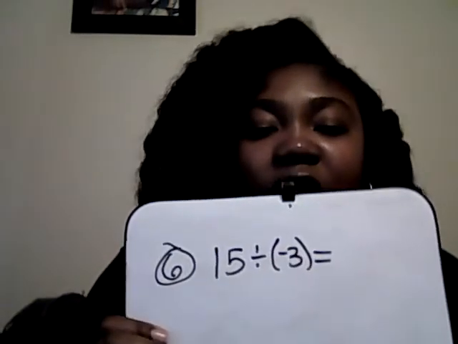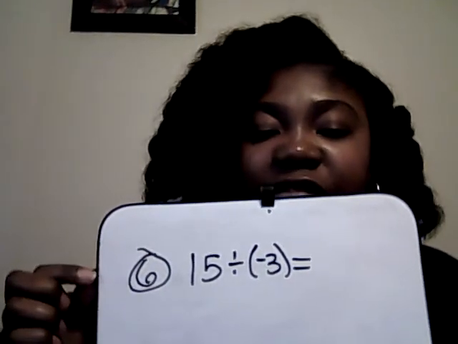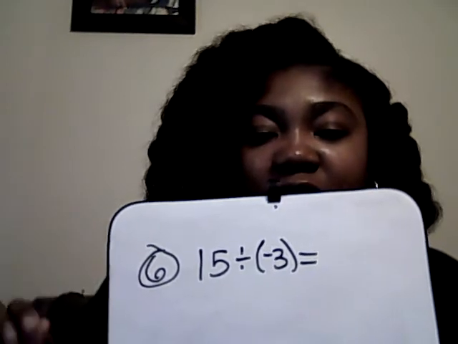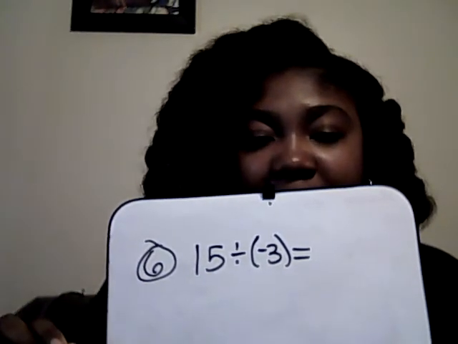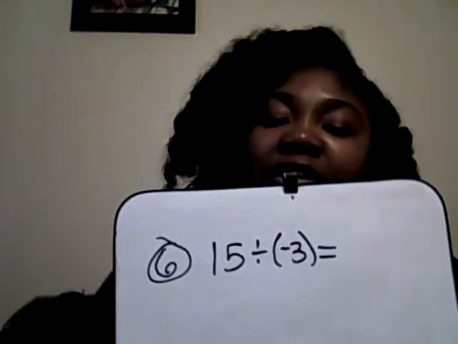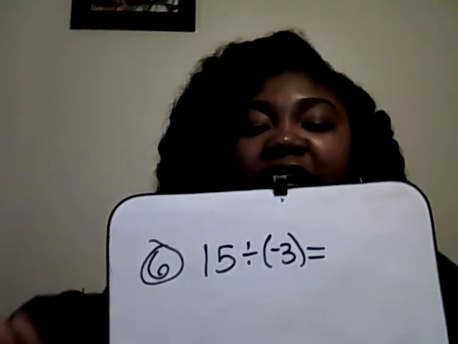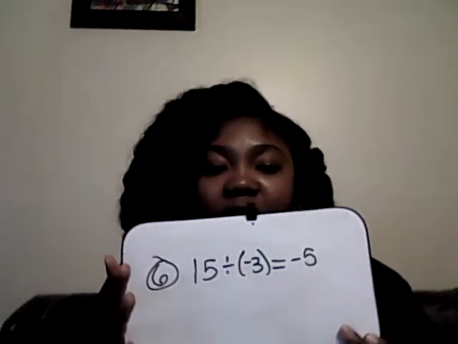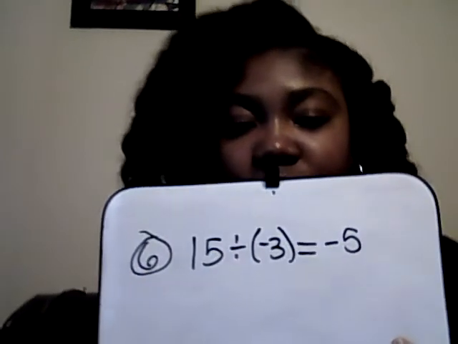Okay, so number 6, we have positive 15 divided by negative 3. So we have a positive divided by a negative, and it's the same principle as when we did the multiplication. So positive divided by negative is going to be what? Negative 5. You are correct. So our answer is negative 5 for number 6. Okay. Let's go to number 7.